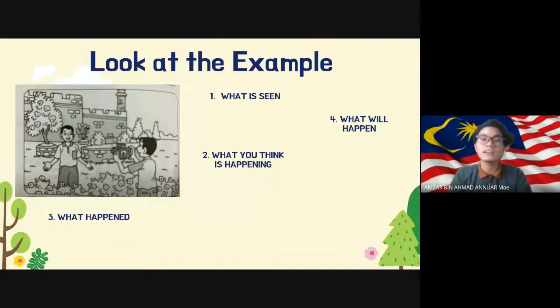Tak kisahlah. Awak nak buat dia balik, dia print gambar-gambar tu, dia simpan dalam album sebagai kenangan, boleh. Awak nak buat dia masuk ke dalam istana tu, boleh. Dia masuk dalam istana tu, pintu tertutup. Okay, terserah pada awak. It's up to you. As long as they are related to the story, to the picture.